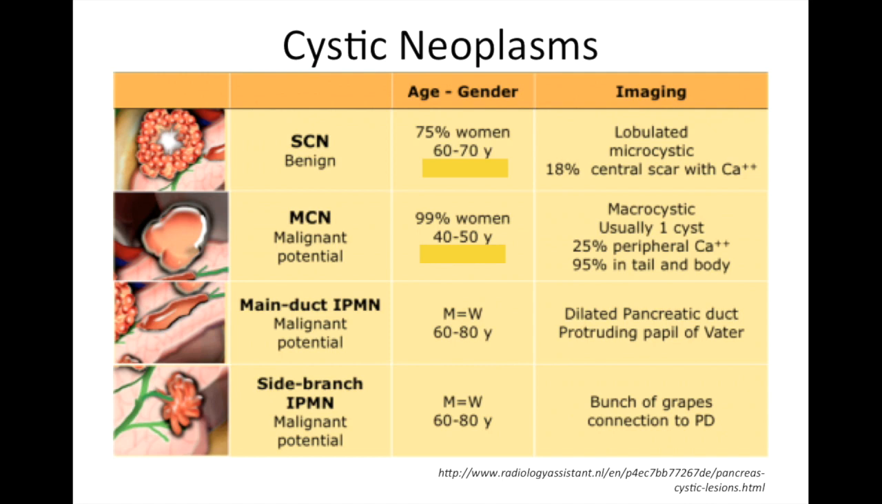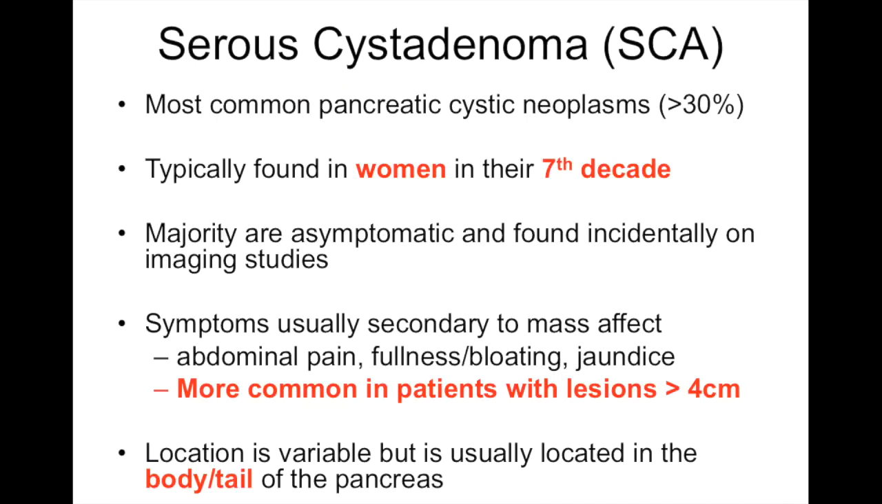Whereas if you see a larger dilated main pancreatic duct with associated cysts in an older patient, and your gastroenterologist says that they see a patulous ampulla of Vater with mucin pouring out of it, that's likely a main duct IPMN. And finally, if you have a bunch of grapes and a mildly dilated pancreatic duct in an older patient, this is likely a side branch IPMN.